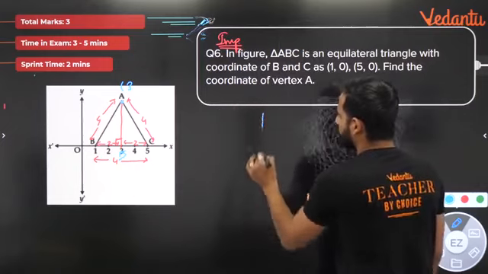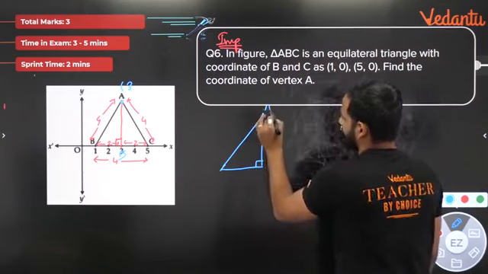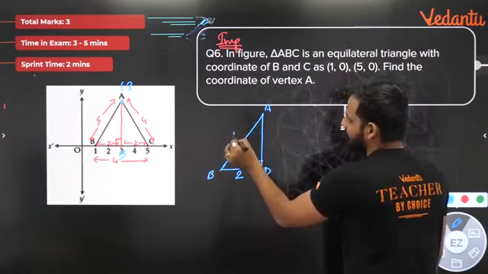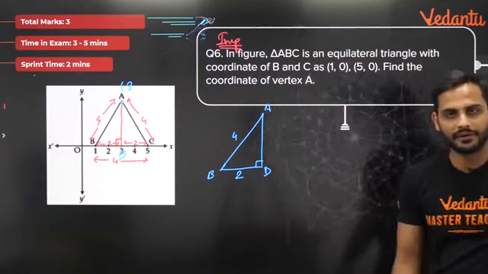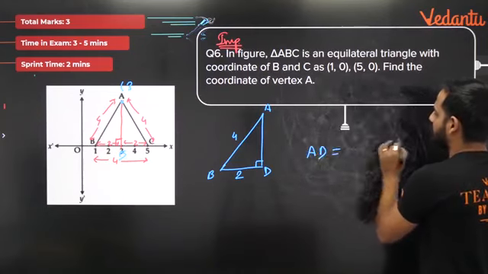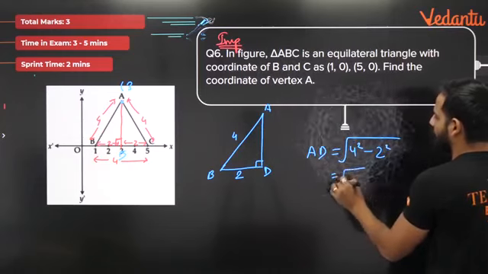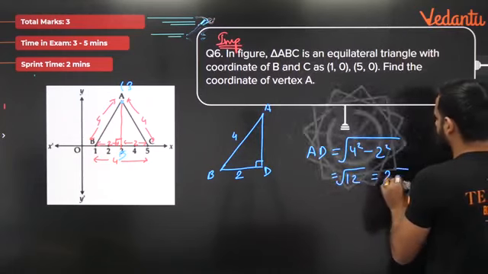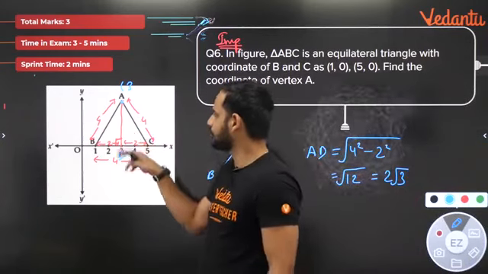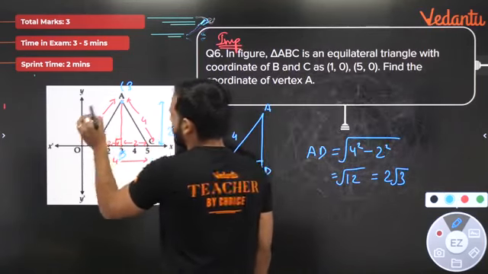Look at the triangle ABD. BD is 2. AB is 4. Can I find out AD? Yes, we can find out AD very easily using Pythagoras theorem. AD will be equal to under root of 4 square minus 2 square. 16 minus 4 is under root of 12, which is 2 root 3. So the height AD is 2 root 3. Same will be the height here as well.